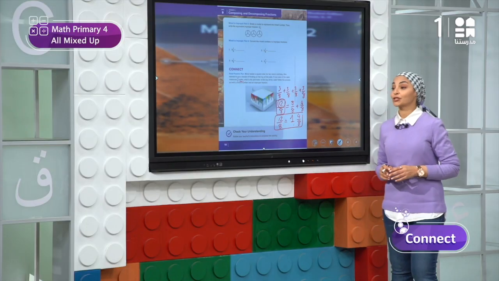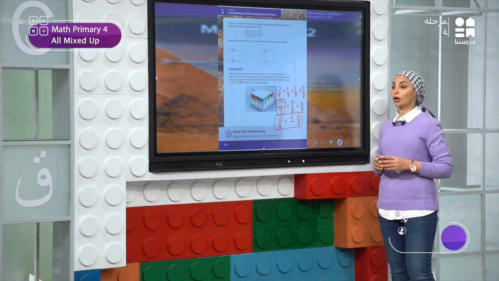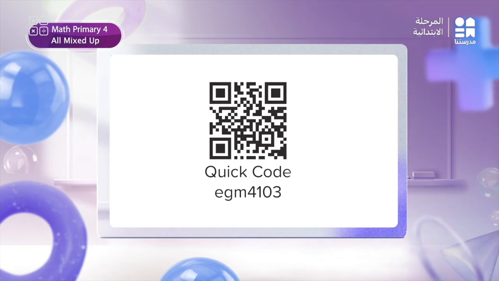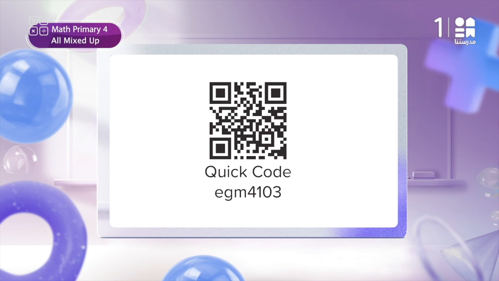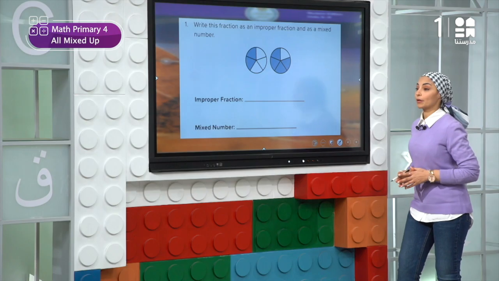And now we have reached the practice part and check your understanding parts. You can access them by scanning the code shown at the beginning of the lesson. The problems under practice are very similar to those we have solved. Let's solve problem number 1.